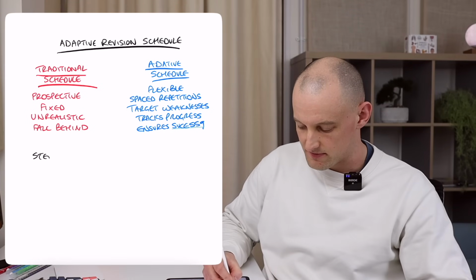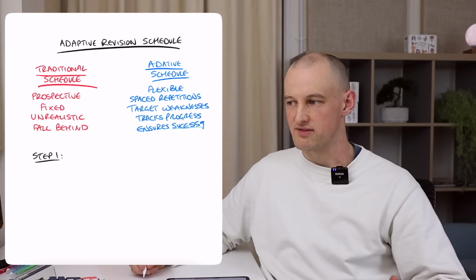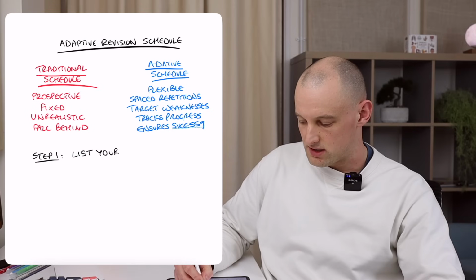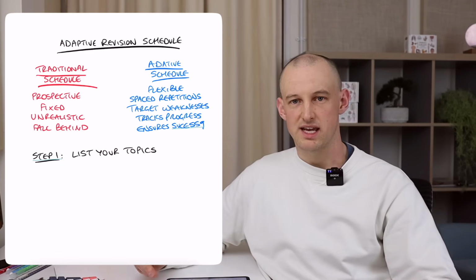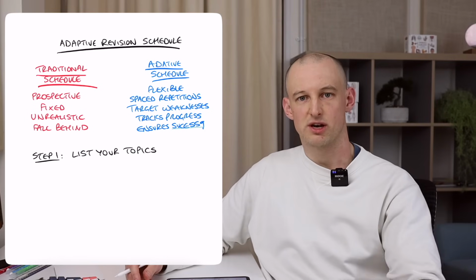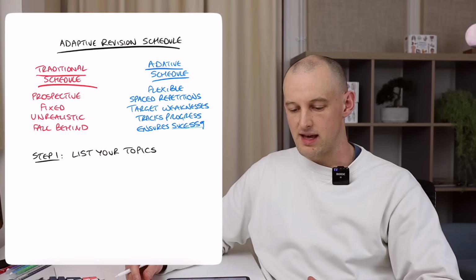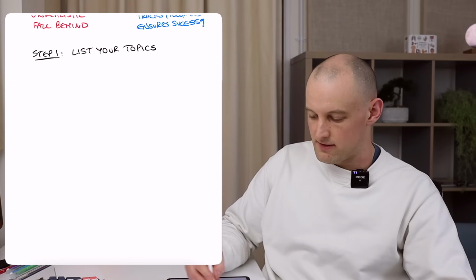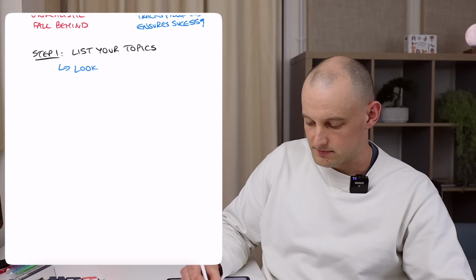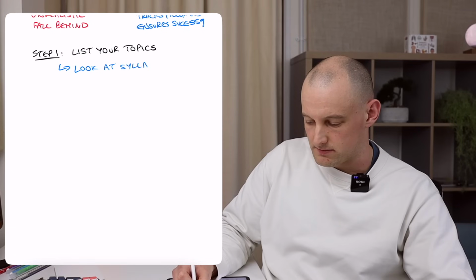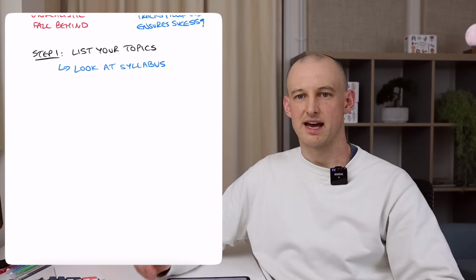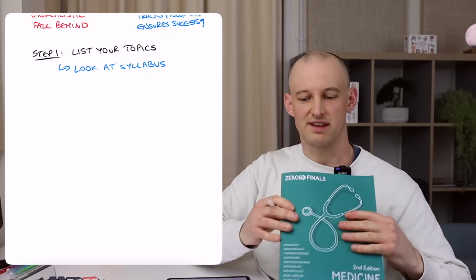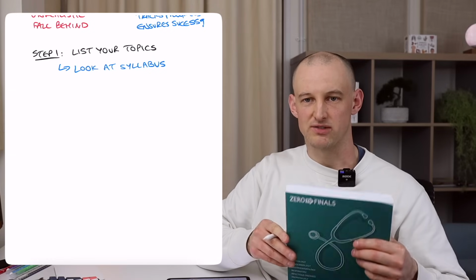So step 1 of this process, and we're going to kind of demo these as we go. Step 1 is you list your topics. So you take your exam, you list all the topics you need to cover in that exam, and that's the first step. So there's a few more details to it than that. Firstly, you look at the syllabus. So you got your exam. Let's say your exam is medical school finals.